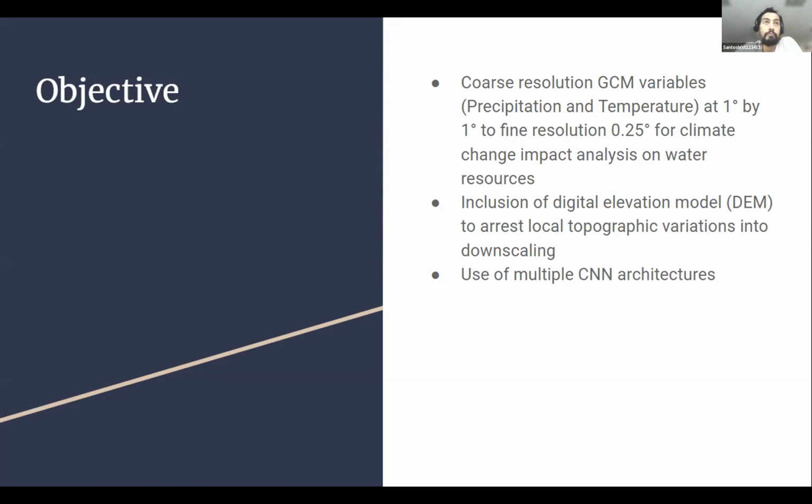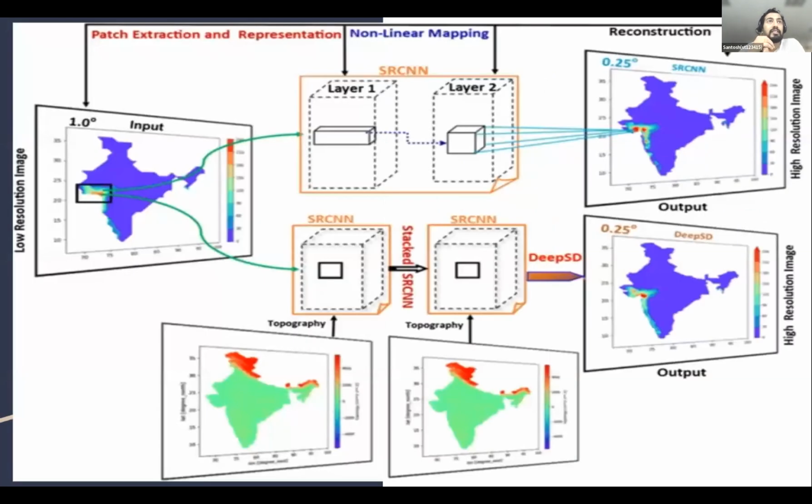And we are planning to use multiple CNN architectures and see how they would perform in our model. This is just a general example. We'll have grid-based data which acts similar to an image, and we'll try to implement convolutional neural networks, apply different filters, and turn the coarse resolution image into a fine resolution output image.